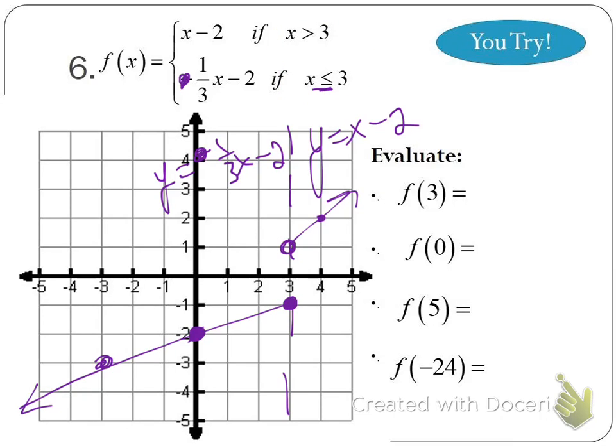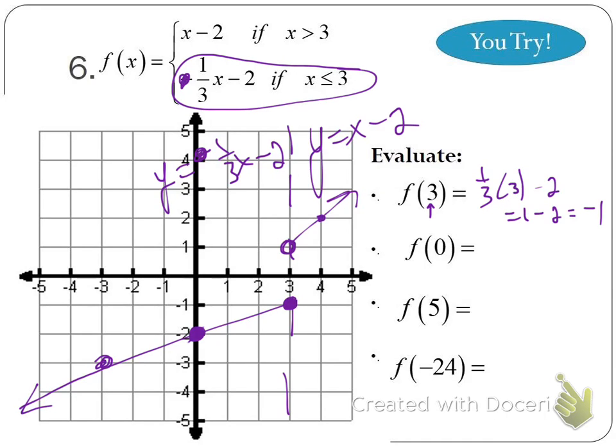Now, just using the function every time to evaluate. F of 3. That means if I plug 3 in for x, what value am I going to get out? Well, I have to know which equation I need to use first. And since 3 is equal to 3, I want to use this line right here, because the 3, if I plug it in for x, will satisfy that inequality. So I take 1/3 times 3 minus 2. 1/3 of 3 is 1. 1 minus 2 is negative 1. So the value of the function at 3 is negative 1.